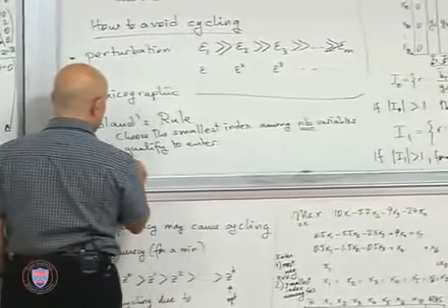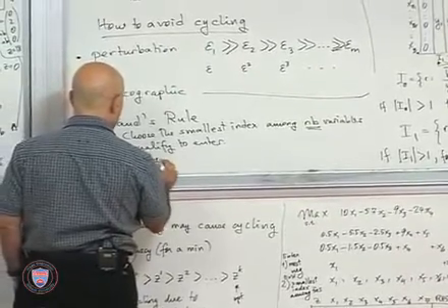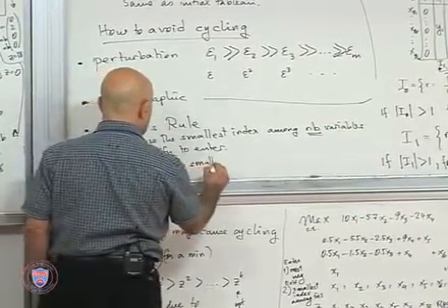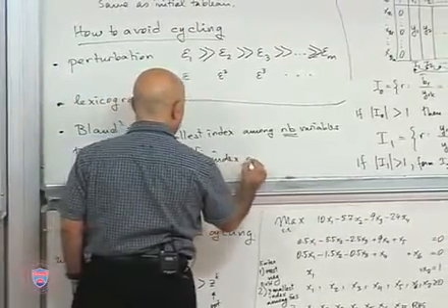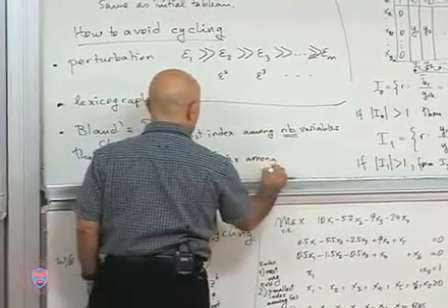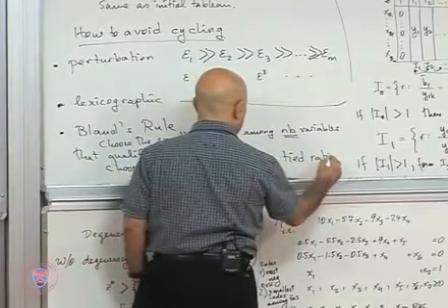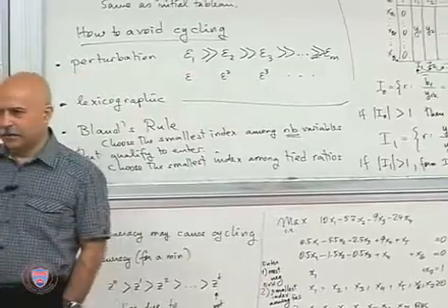And that is for entering variables. For exiting, you choose the smallest index again among tied ratios, if you have ties, okay, for the exiting variable.